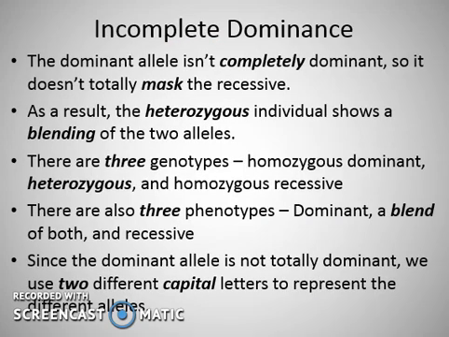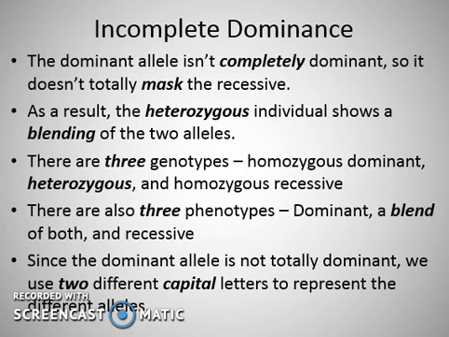Now in incomplete dominance, there is no real dominant allele that completely masks the other recessive allele. So as a result, when you have a heterozygous individual, the two alleles, whatever they code for, kind of blend together to form a third phenotype. So there are three genotypes: homozygous dominant, heterozygous, and homozygous recessive. But unlike in complete dominance, there are three phenotypes here: the dominant phenotype, a blend of the two alleles, and then the recessive phenotype.